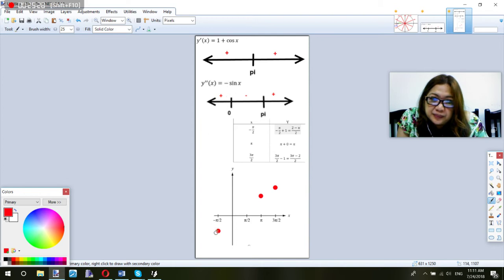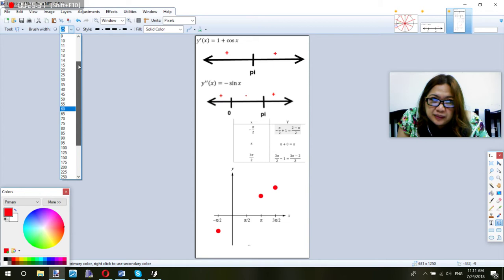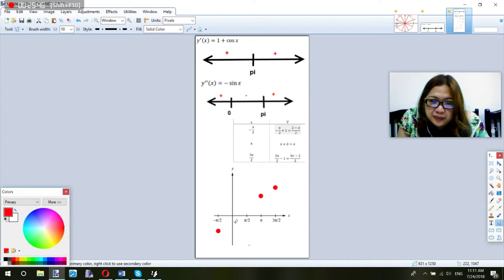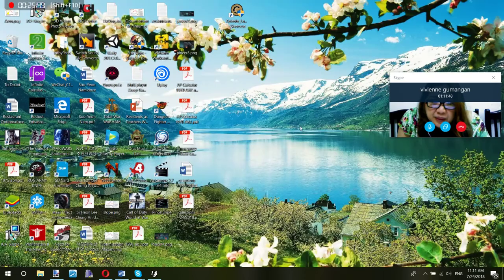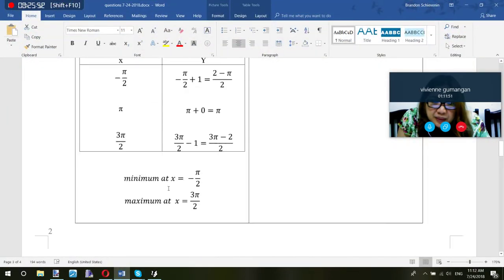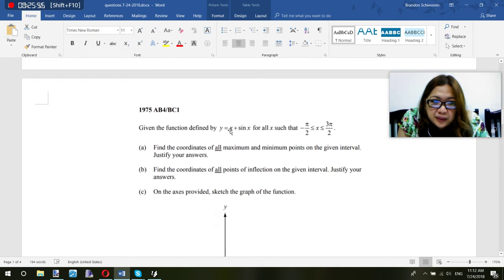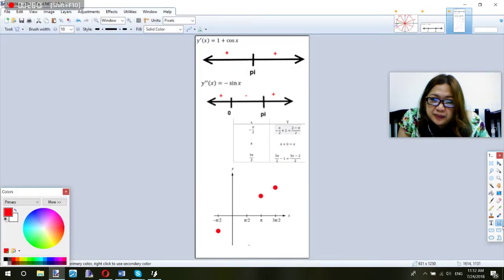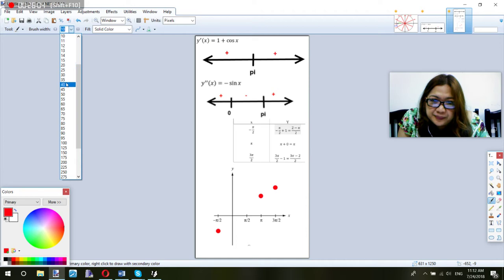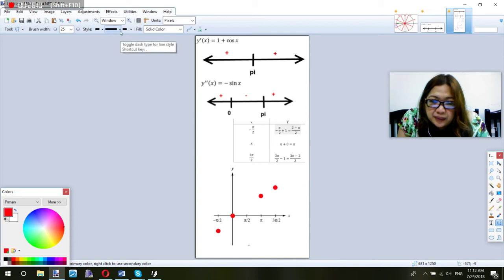From negative pi halves to 0, I am increasing and concave up. Maybe I should find the y value at 0 as well, before I draw this concavity graph. My original y value was x plus the sine of x, so that's 0 plus the sine at 0, which is 0. So we know that the point (0, 0) is on the function.